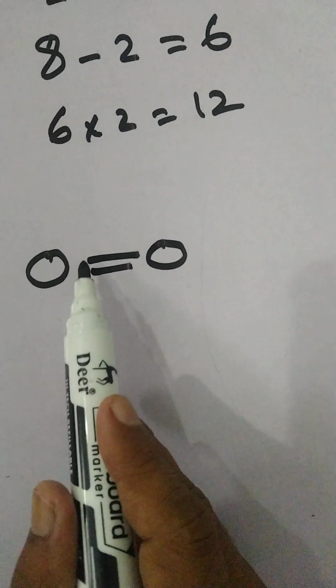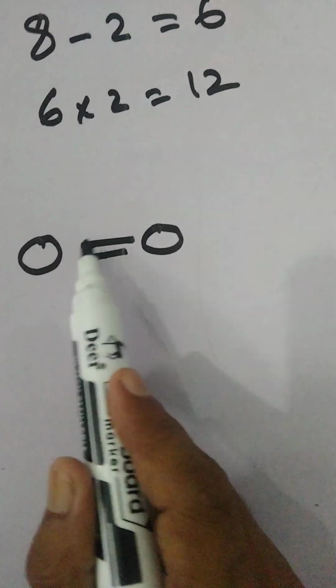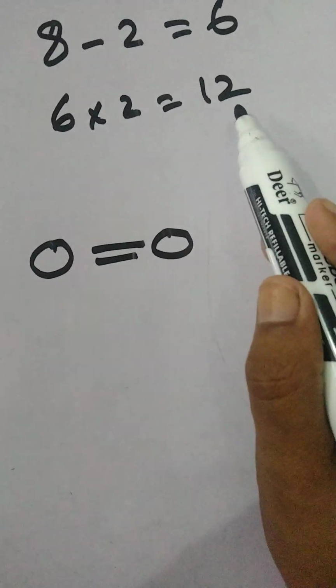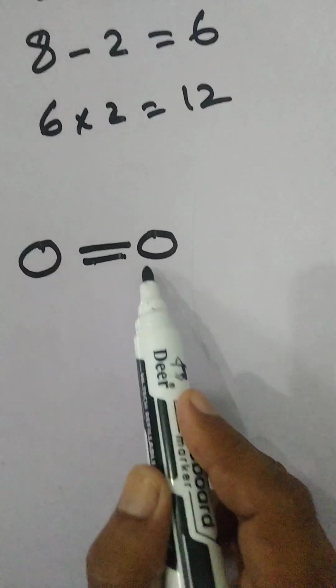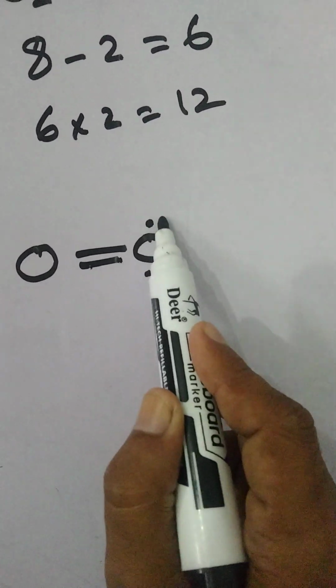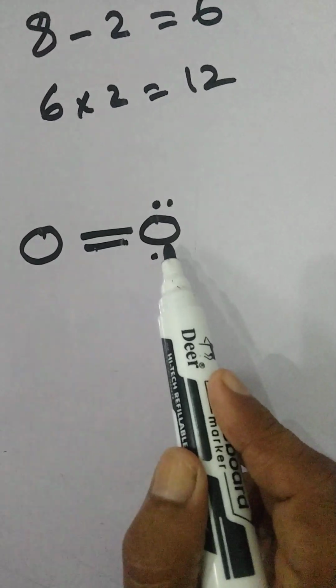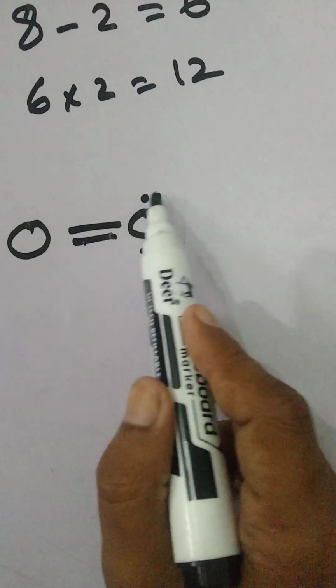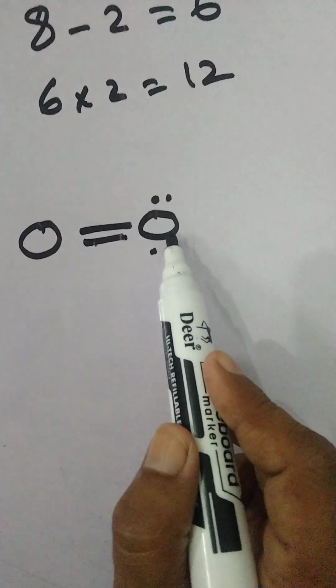Now this single line represents 2 electrons, 1 2 3 4. How many do we require? We have 12. We have to fix 12 electrons. 1 2 3 4 5 6 7 8. Now this oxygen has completed its octet. Now this oxygen has completed its octet.